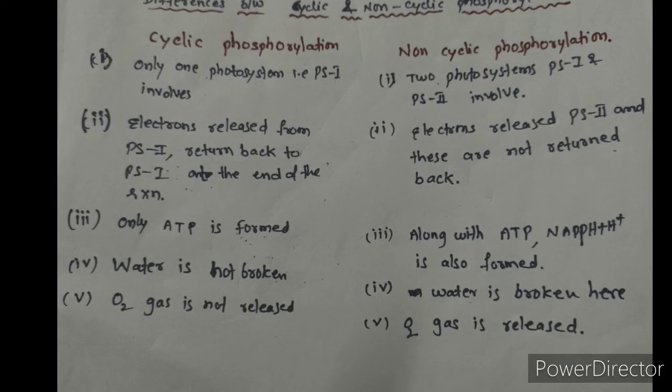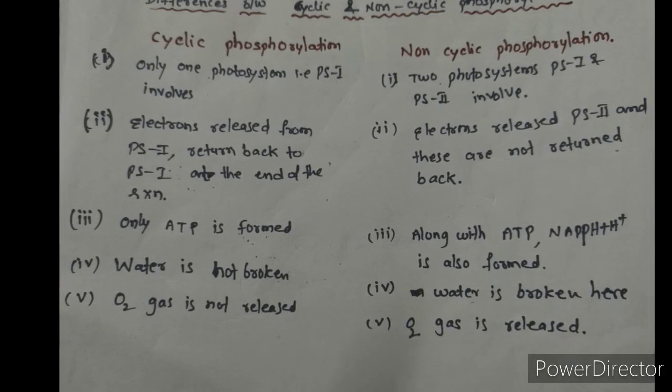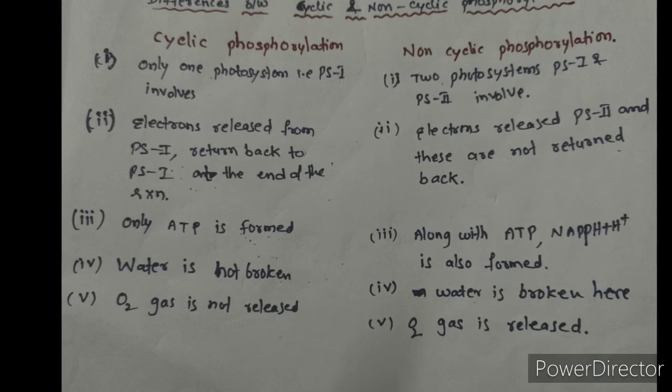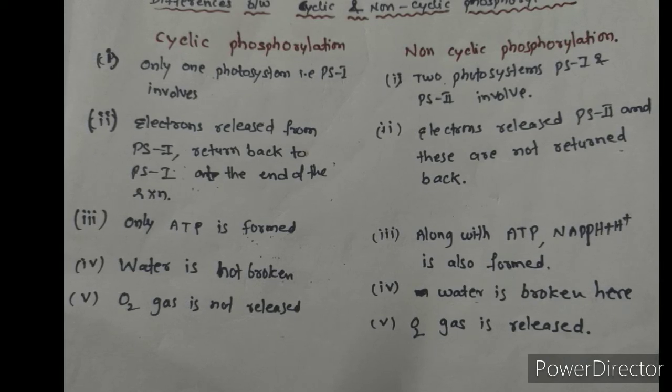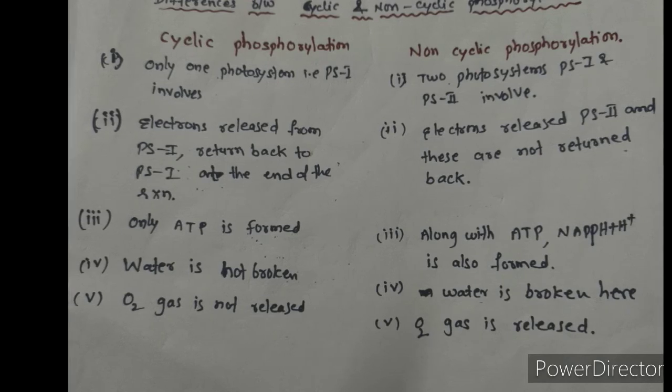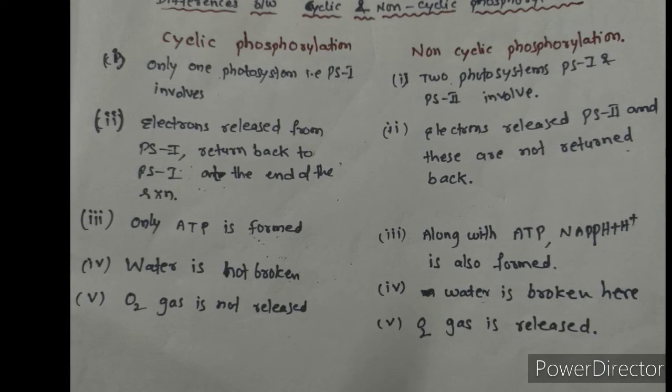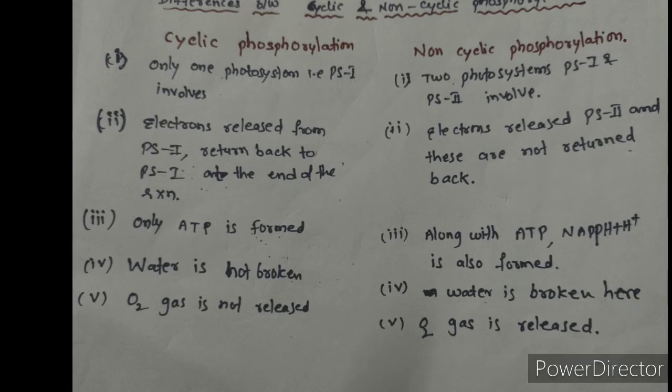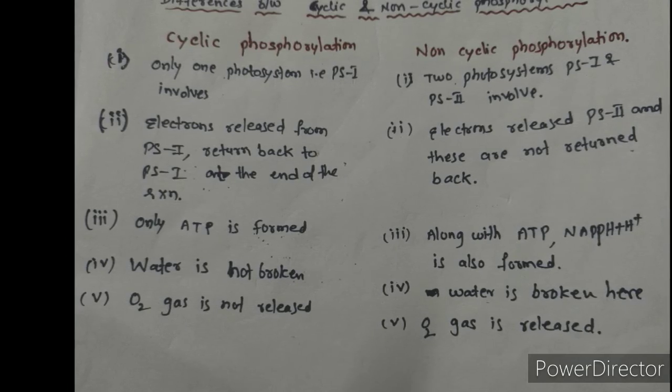In the cyclic process, the electrons they receive from photosystem 1 return back and reach PS1 again. But in the non-cyclic process, the electrons they receive from photosystem 2 do not reach back again to photosystem 2.